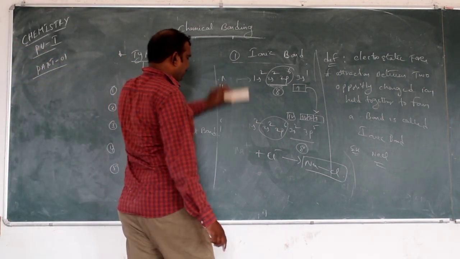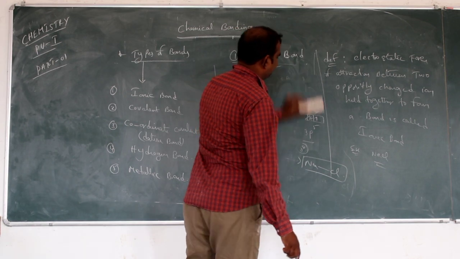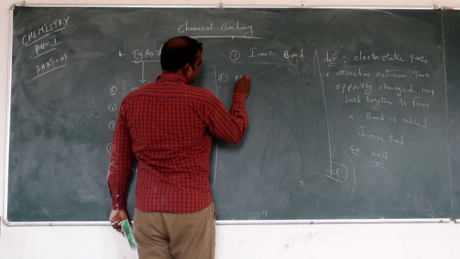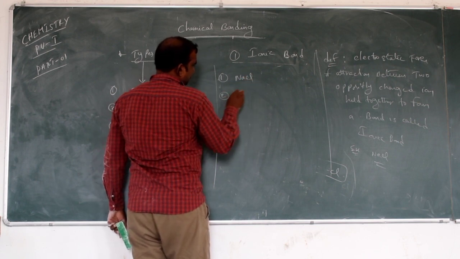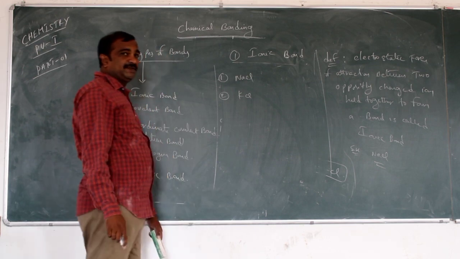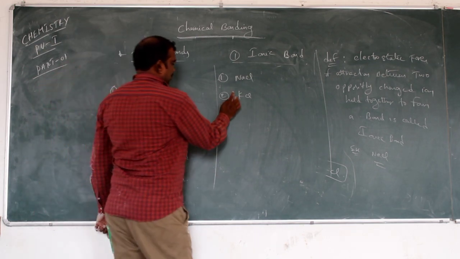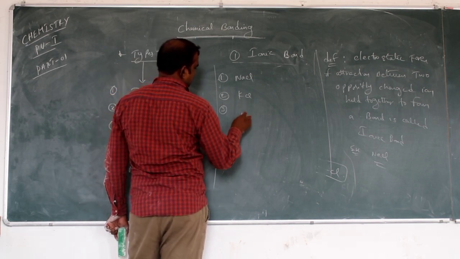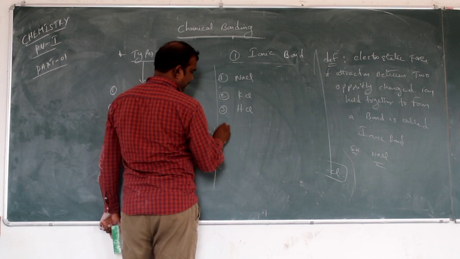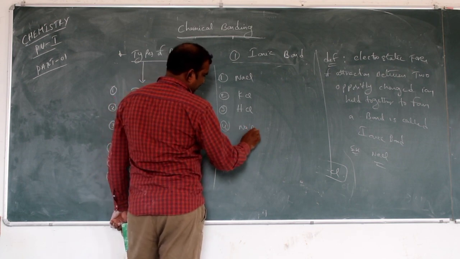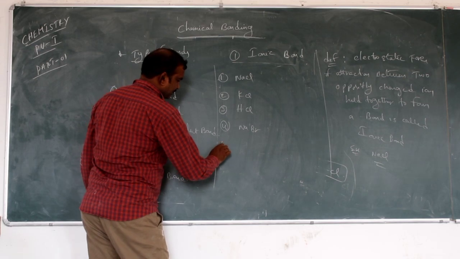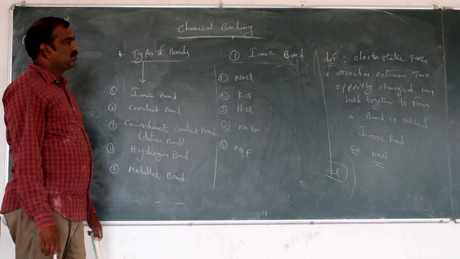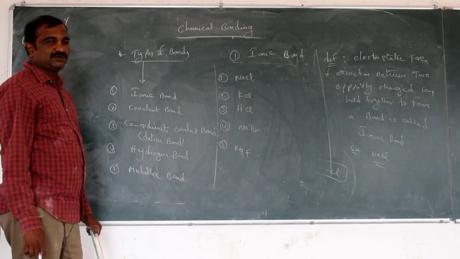Next, what are the examples of ionic bonds? Look at here. NaCl is an ionic bond. Next, KCl, an ionic bond formed between K and Cl. Next, HCl, NaBr, an ionic bond is formed. NaF, an ionic bond is formed. So these are the examples of ionic bonds.